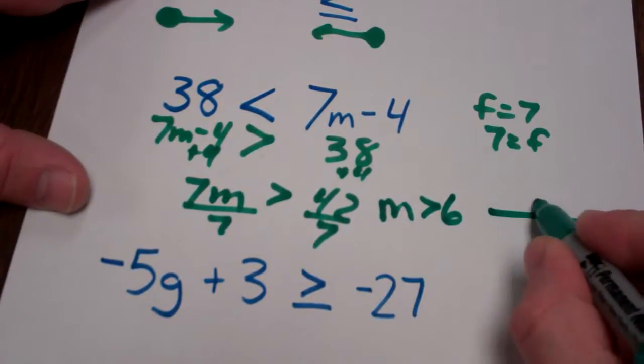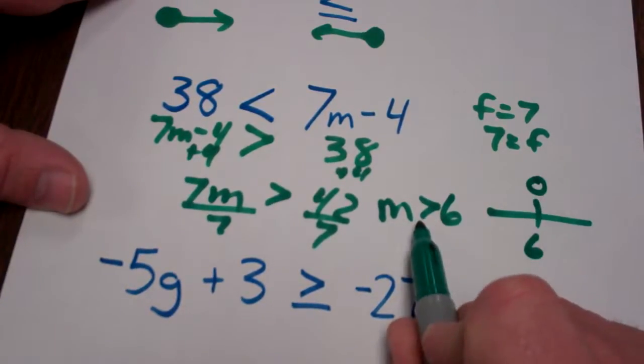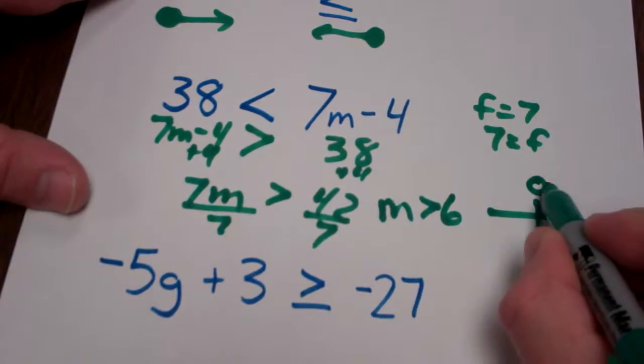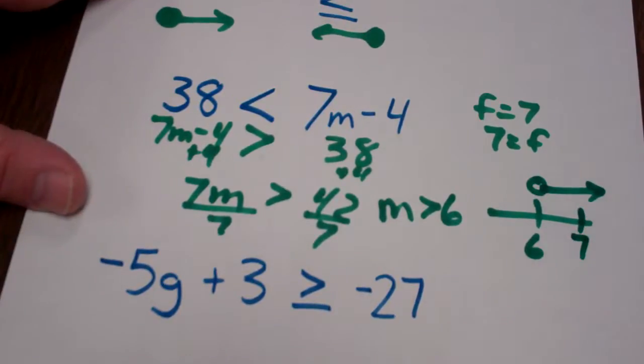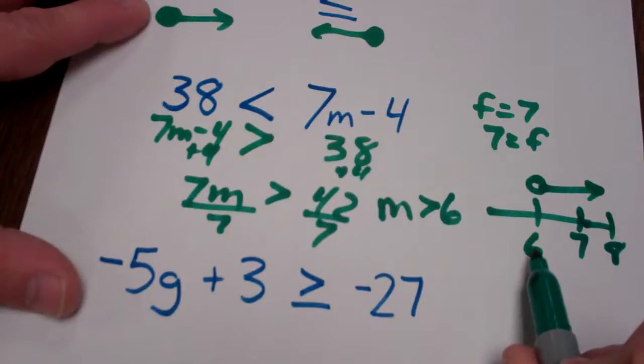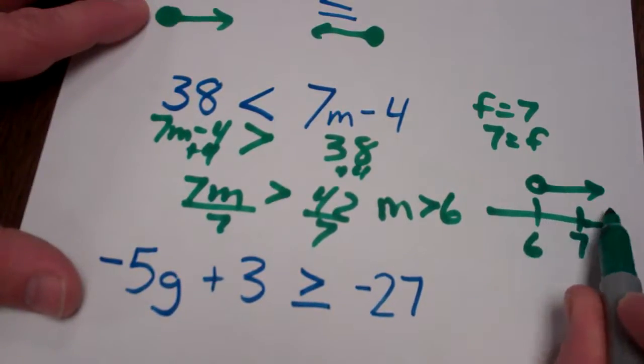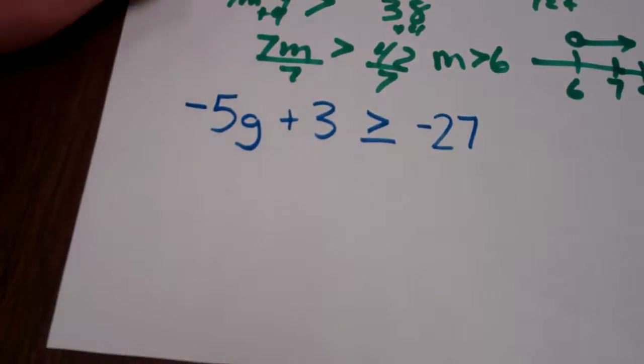Let me graph that. At 6, it's not filled in because it's not equal to. m has to be greater than 6. So some people, well, let's just start at 7. No, because there are infinitely many numbers between 6 and 7. Anything bigger than 6 works. Alright, so let's try another one.